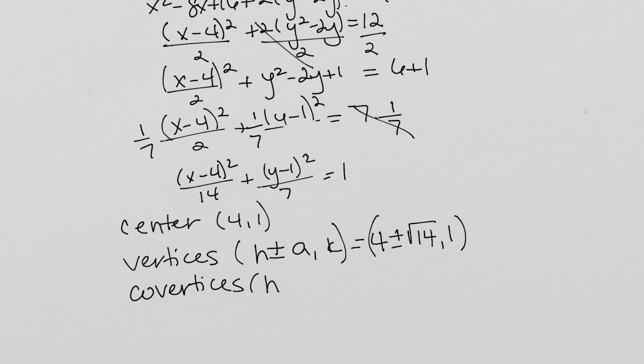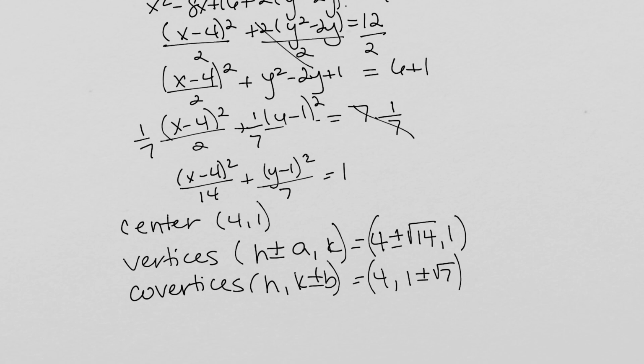Points on the minor axis are co-vertices. They would be at h comma k plus or minus b, and we know that b is the square root of 7 because b squared is 7. So that would give us 4 comma 1, because that's our k value, plus or minus the square root of 7.